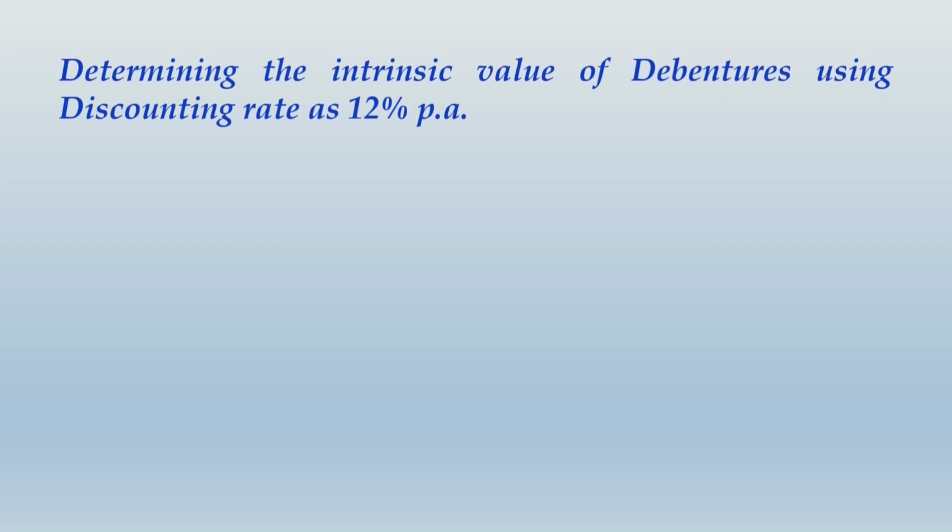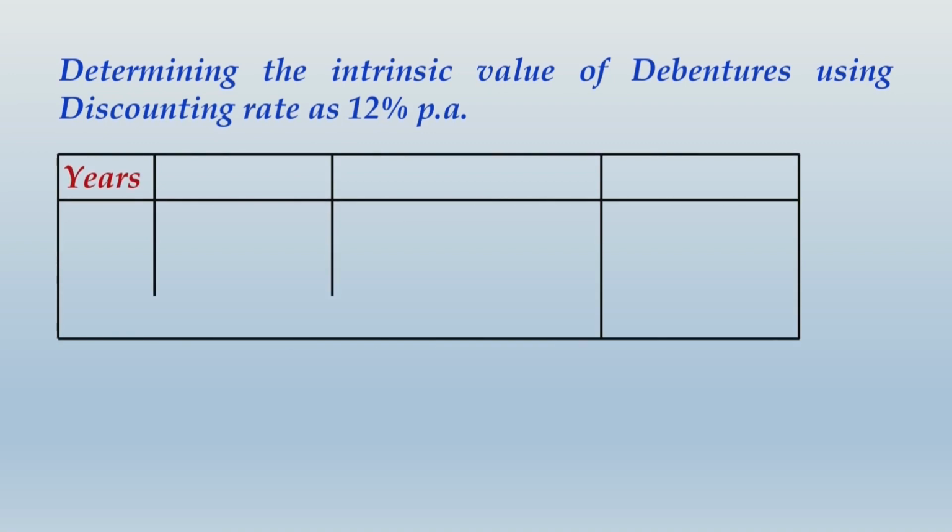If we get a positive NPV, we will apply 13% as the next trial. If we get a negative NPV, we will apply 11% as the next trial. So we have preferred getting started with 12% per annum. Now, what is the meaning of this new term intrinsic value? Intrinsic value is nothing but the present value of the future cash flows discounted using a discounting rate of 12% per annum. So here goes the calculation.